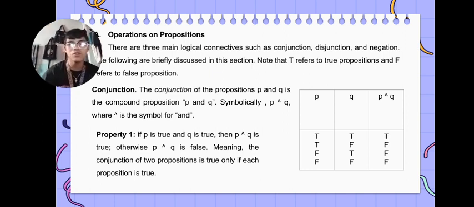Meaning, the conjunction of 2 propositions is only true if both propositions are true. This table represents the conjunction. If P is true and Q is true, then P and Q is true. If P is true and Q is false, then the conjunction is false, because as mentioned, both must be true for P and Q to be true.